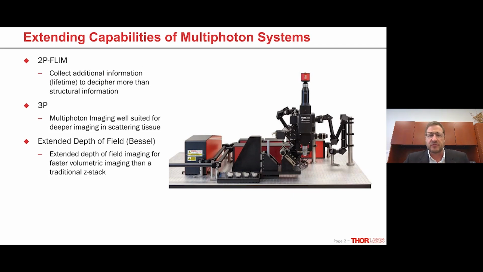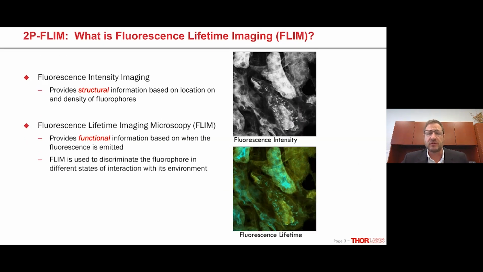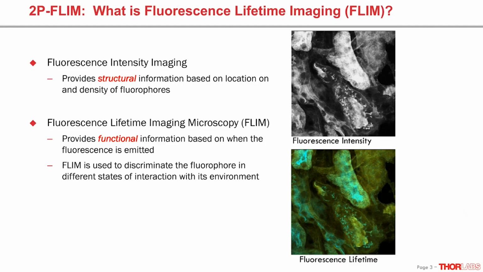Today we're going to talk about three different areas, as Eric said. First, we're going to discuss 2-photon FLIM imaging and a unique implementation that Thorlabs has developed. Then we're going to move on to discuss 3-photon imaging for deep tissue structural imaging. And then we're going to talk about extending the depth of field of multi-photon imaging using a Bessel beam. But first, we're going to start with 2-photon FLIM.